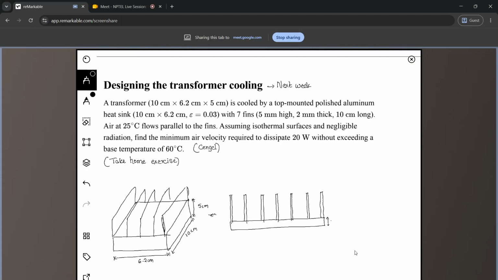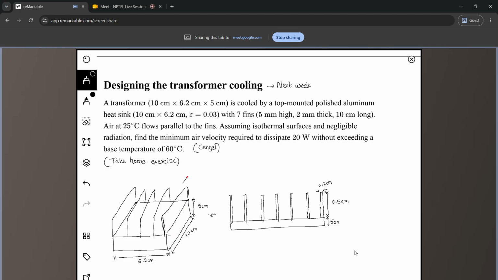So this is 5 centimeter. I've just drawn it not to scale. The height of the fin is 5 mm. So this is not drawn to scale. This is 0.5 centimeter. The thickness is 2 mm, so this thickness is 0.2 centimeter. And length is in the third dimension, so that length is 10 centimeter. So these are multiple fins.